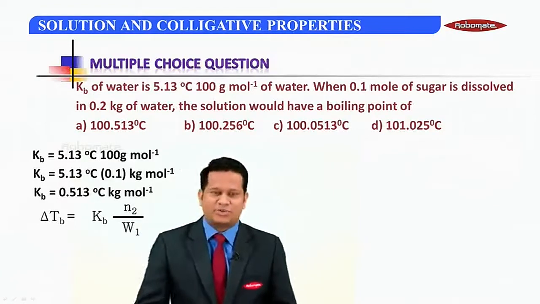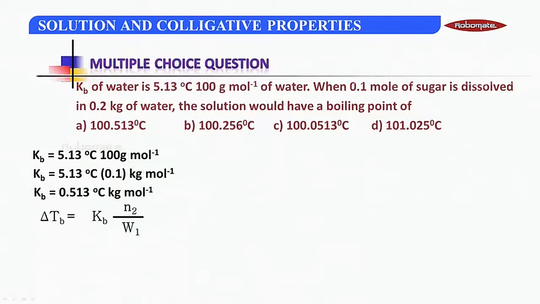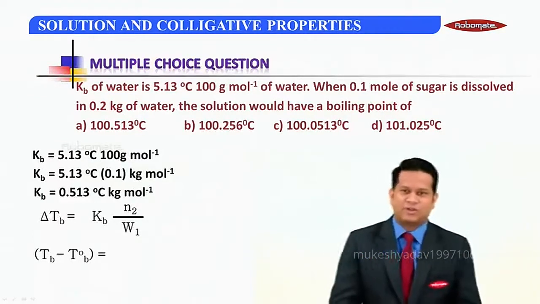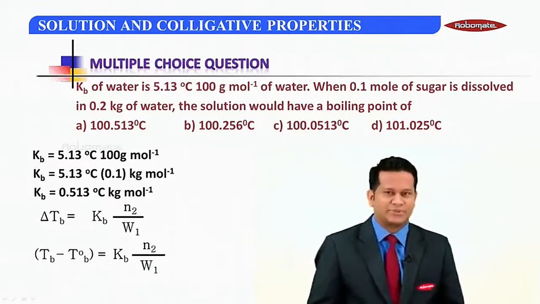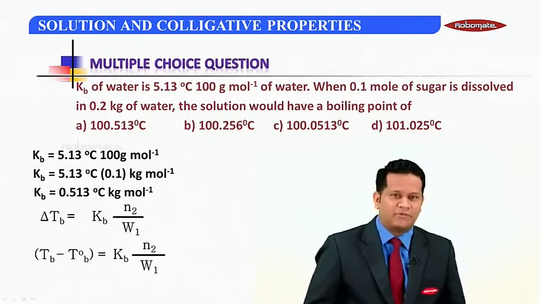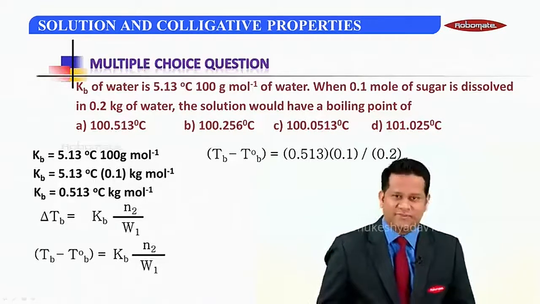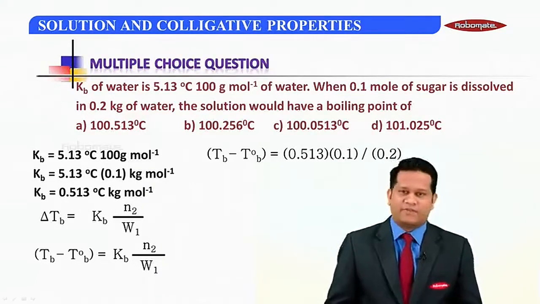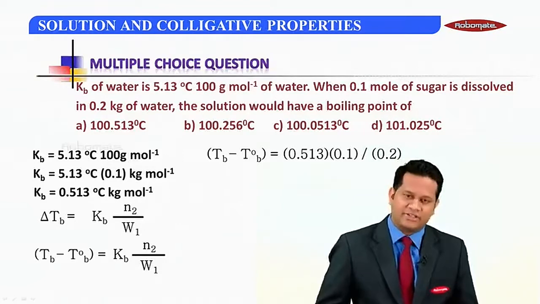Delta TB is equal to KB N2 upon W1. Why am I using this formula, N2 upon W1? Because in the question the number of moles is given. Let us go ahead with the entire thing. So delta TB, that is TB minus TB naught, is equal to KB N2 upon W1. Let us substitute the values. Do I know the value of TB and TB naught? Actually, I need to calculate the value of TB, and TB naught is 100 degrees Celsius. KB is 0.513, N2 is 0.1 upon W1 is 0.2 kg.